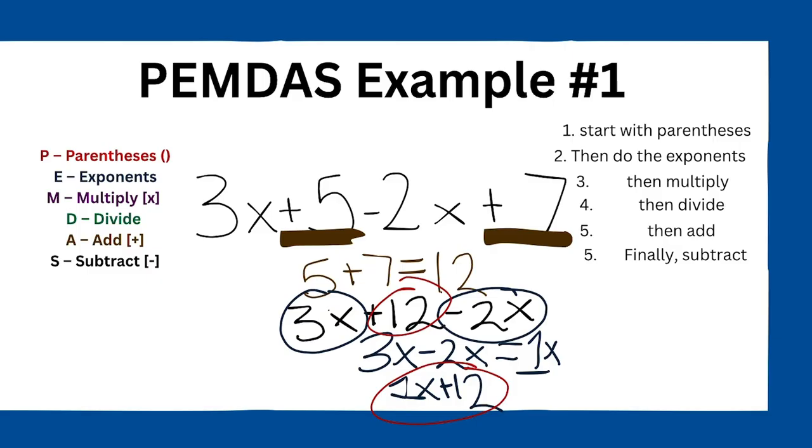So I started by going down the list of PEMDAS. Parentheses, I didn't see that. Exponents, I didn't see that. Multiplication, I didn't see that. Division, I didn't see. But when I got to the addition and subtraction, those are the ones I saw. I did addition first, and then I did subtraction last, because that is essentially the order that PEMDAS is telling us to go in.